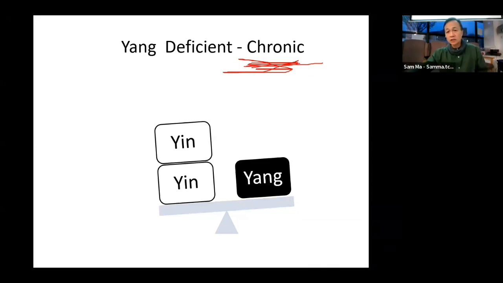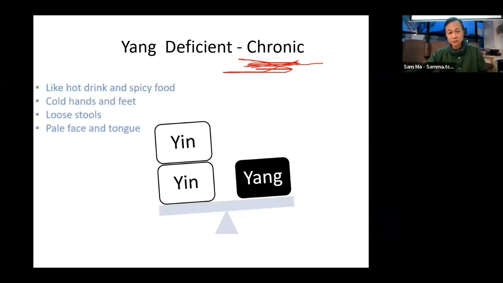Good. What are the signs that you actually can see? Yang deficiency. Obviously, you feel cold, you like hot drink and spicy food. In this time, you like spicy food. Your body feels cold. I'll give you an example. I don't like chili. I do not like chili. But one winter in November time, I went to Beijing, sub-zero. You talk about minus 10, 15, something like this. Yes, it's very, very cold.